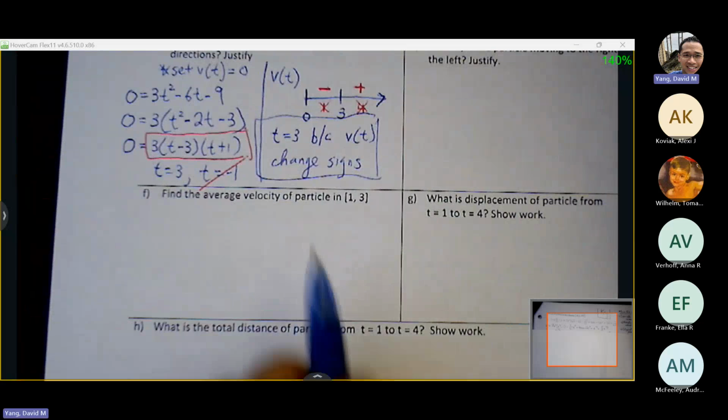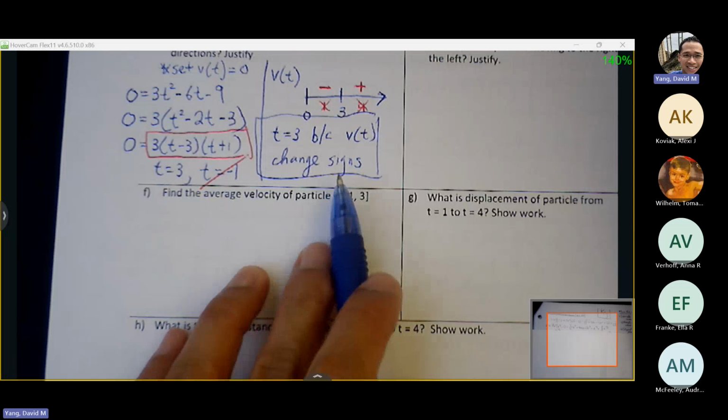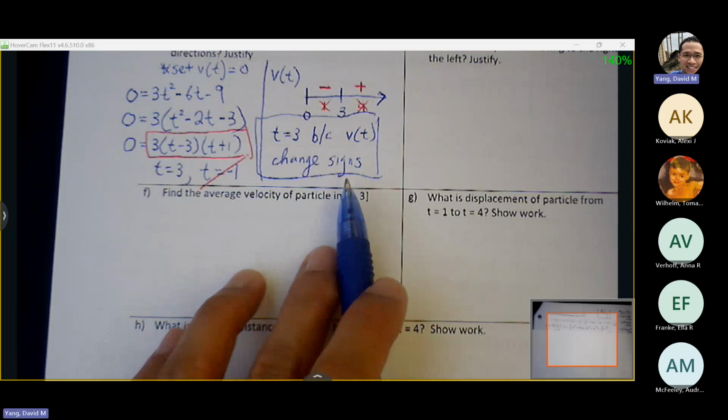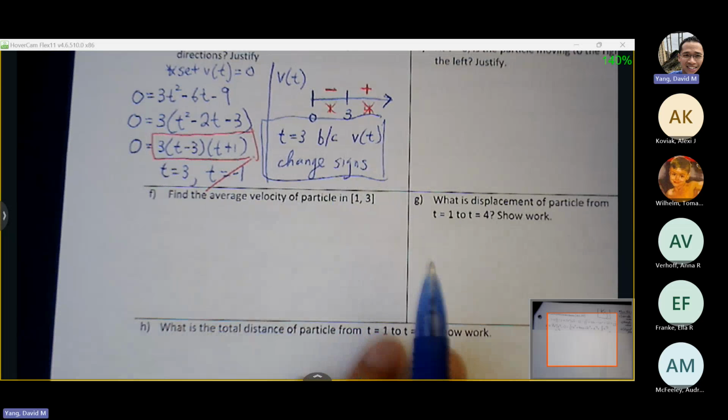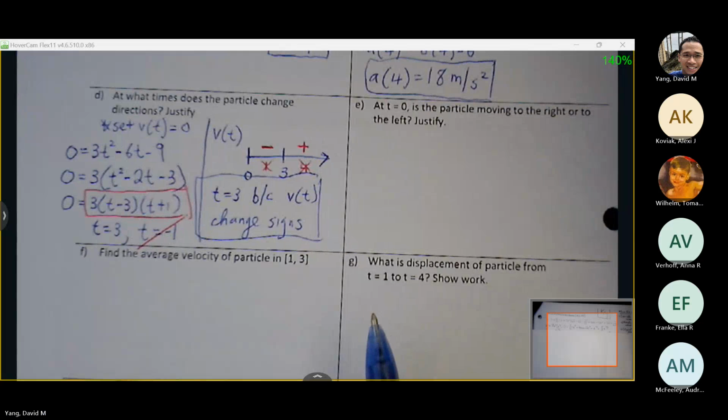You don't have to specify the direction or the order of sign change. You can, but you don't have to. Change signs is good enough.